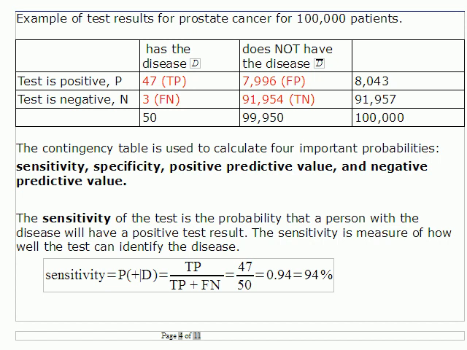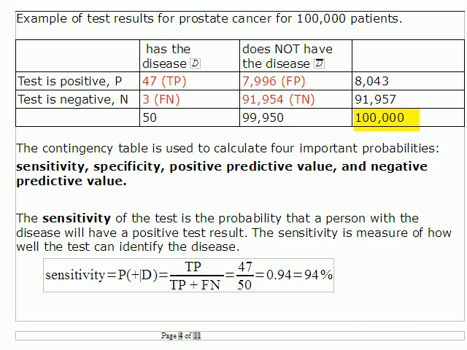So here's a test result for prostate cancer for 100,000 patients. So here's the 100,000 right down here. And these are the results we have. 47 true positives, 3 false negatives, for a total of 50 people who really had prostate cancer. Now, how many people in this 100,000 did not? 99,950 didn't. And you can see how the test results are divided there.